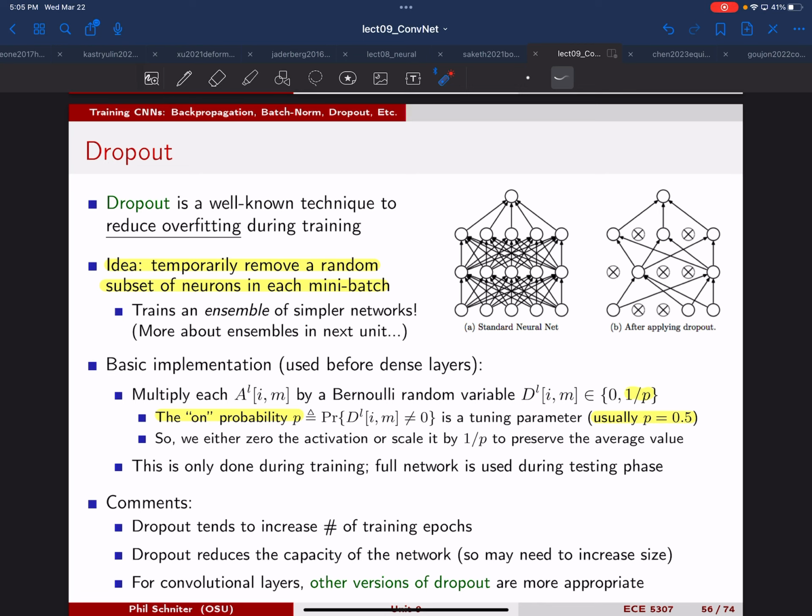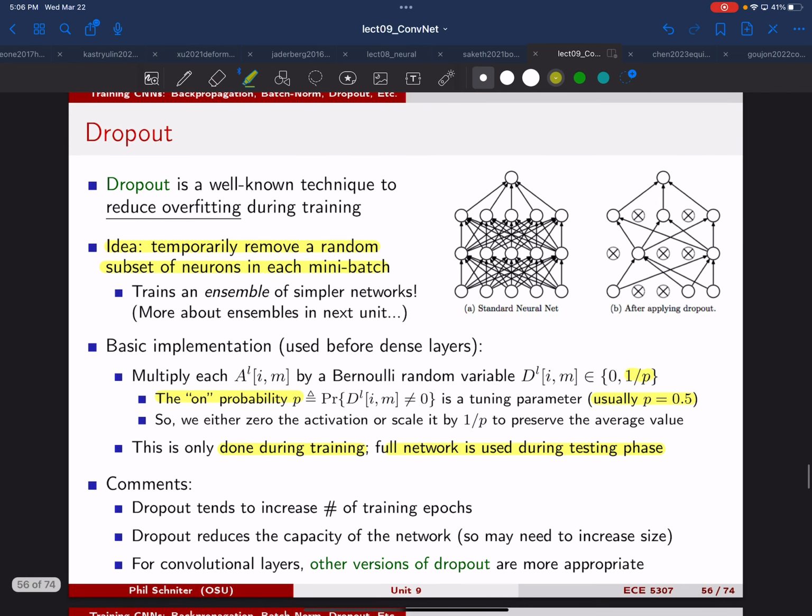Okay. So this is something that's done during training. The full network is used during testing. A few comments: dropout does make training more difficult. One effect is that you often have to increase the number of training epochs when you use it. It also makes your network weaker. We say it reduces the capacity of the network because a lot of these nodes are just off when you're training it. For that reason, you may need to make your network stronger. And what that usually means is you increase the width, which equals the number of channels.